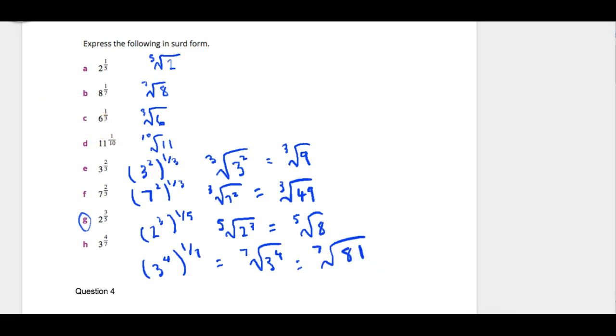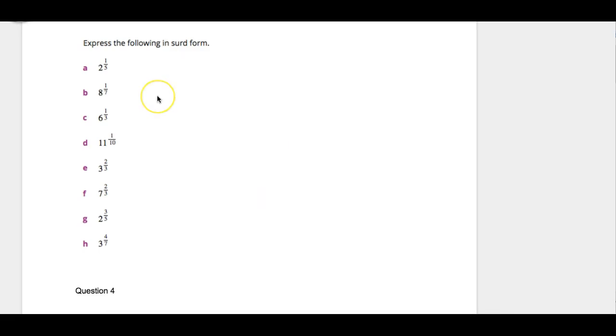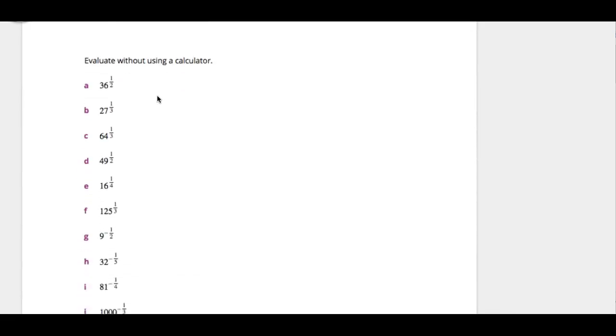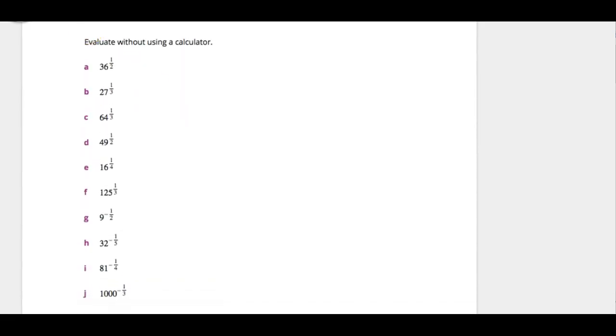All right, quite tricky, those questions, but again, you just need to take your time and follow the steps, because rational indices are very tricky. All right, and lastly, question 4. We have to evaluate without using a calculator. So let's just write them as thirds first, because I find thirds easier.